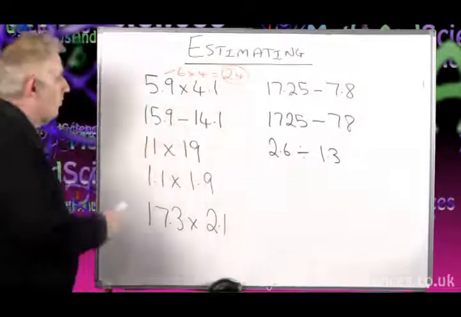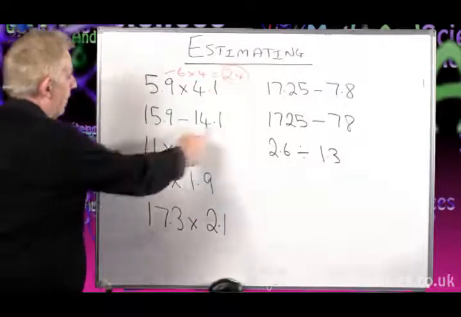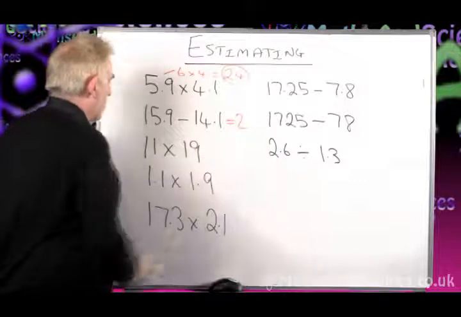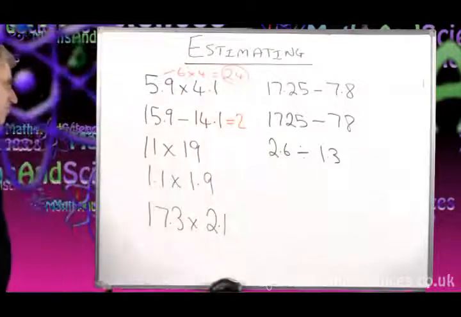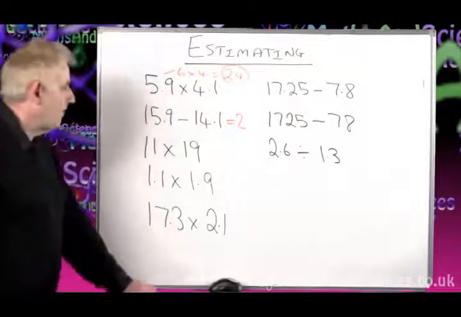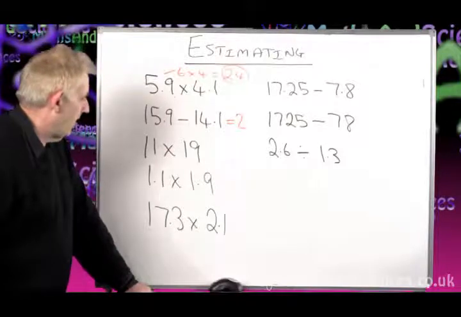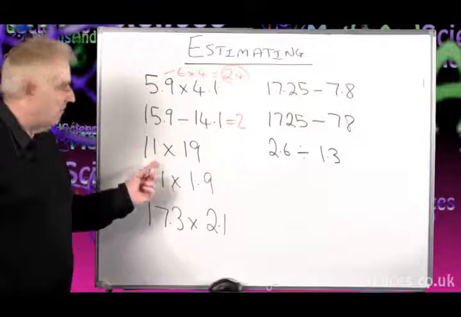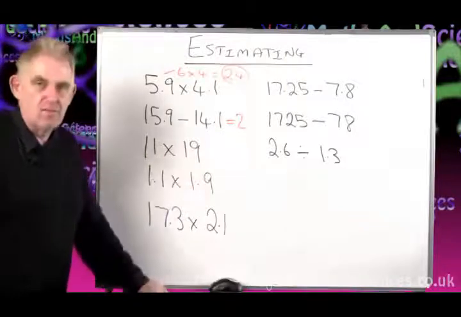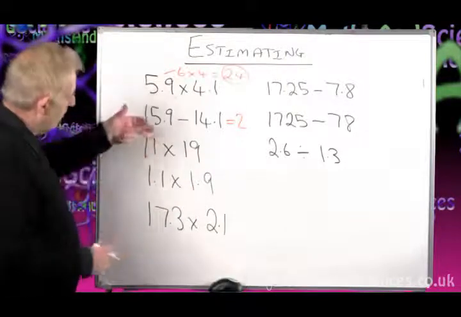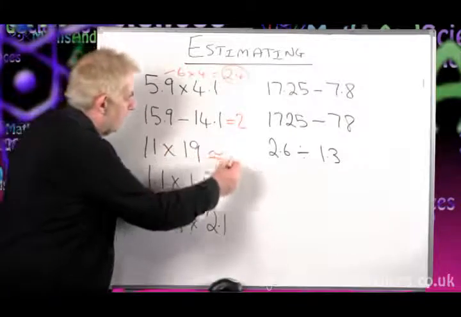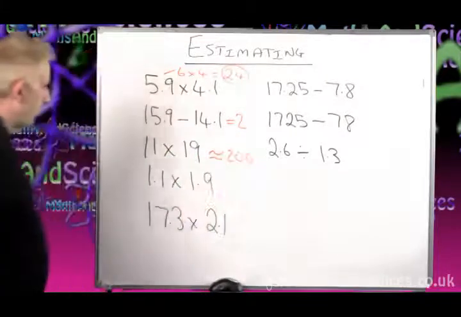This one, I'd do this roughly as 16 take away 14. So that's going to be roughly 2. 11 times 19, it's a tricky one. I think if all they're asking you to do is estimate it, I'd say, well, 11, let's knock that down a little bit and make it 10. And 19, let's knock that up a bit and make it 20. So we're making one a bit less and one a bit more. So that's going to be, roughly speaking, approximately 200.